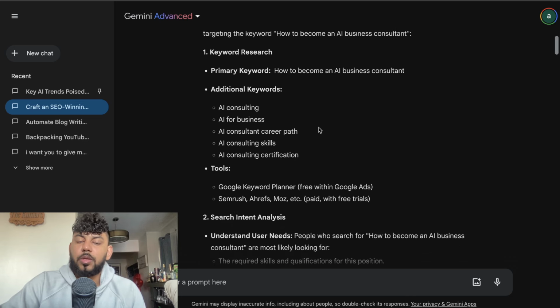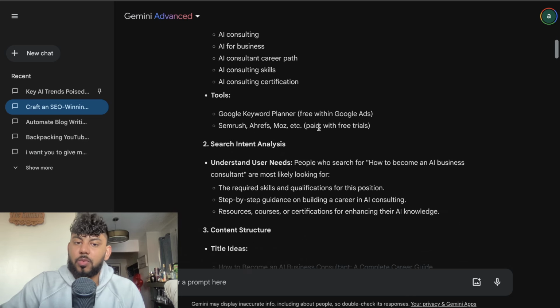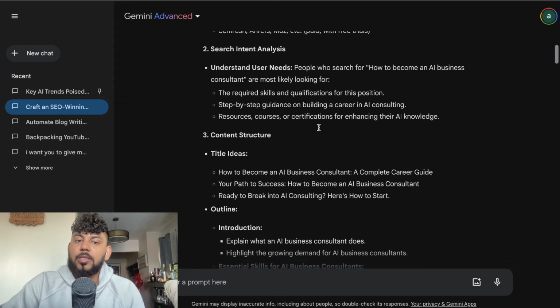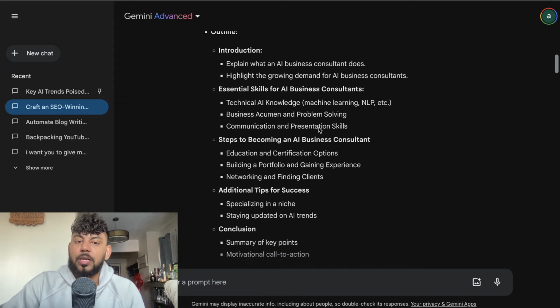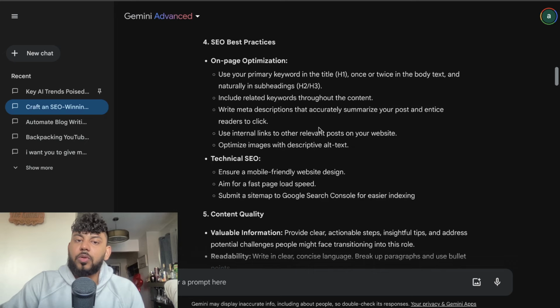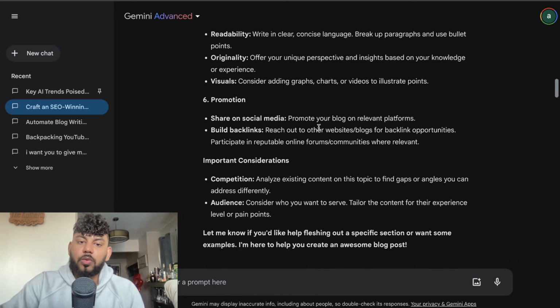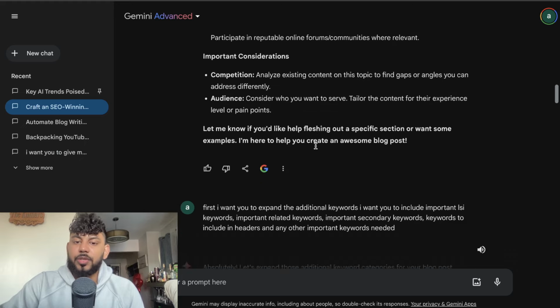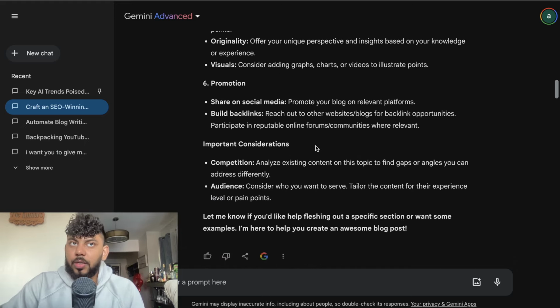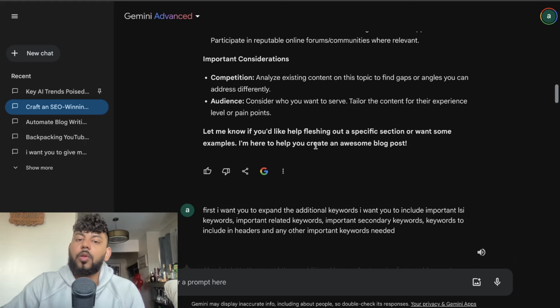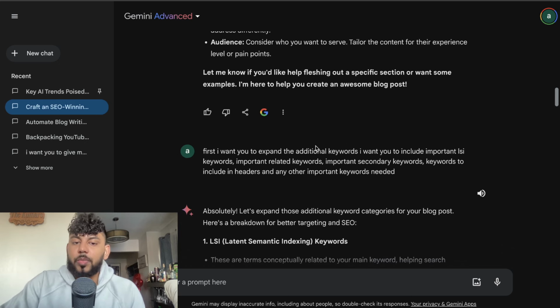I need to include some primary keywords and some secondary keywords. I need to understand the search intent. I need to structure the content in a specific way, and I need to follow some of the best SEO practices and make sure my content quality is good and also promote it. And some other considerations. These are actually really good recommendations that we can follow. And it's always good to ask the AI what it needs to get done, because then you get an idea of what the AI knows, but also you're able to prime the AI, because the AI will then use that information to write an SEO optimized article.